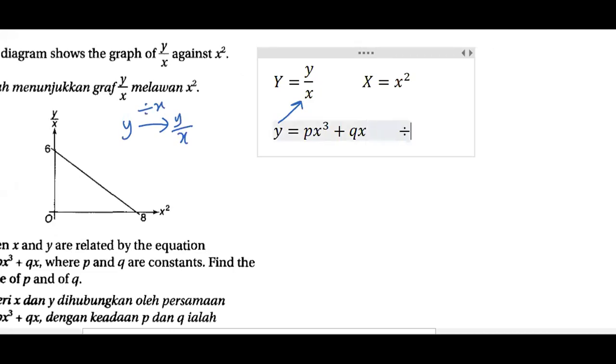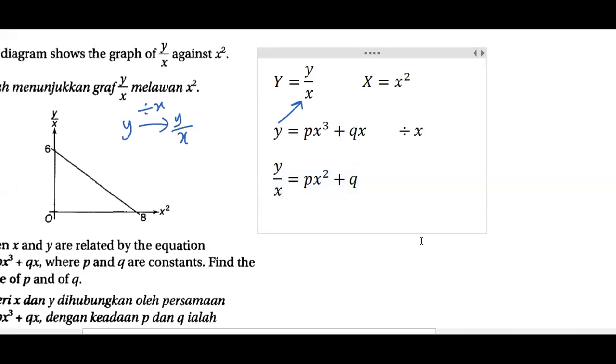Semua bahagi x dulu. So y per x. Ini jadi apa? This one, px cube divide x. Px square. Okay, x cube jadi x square lah. Qx jadi q. Okay, good.